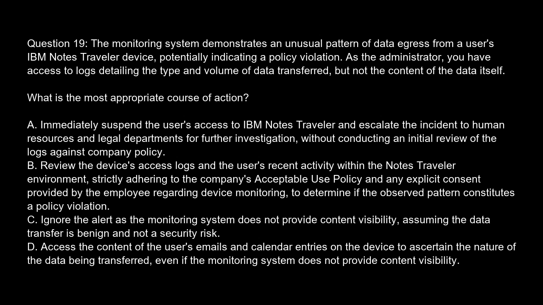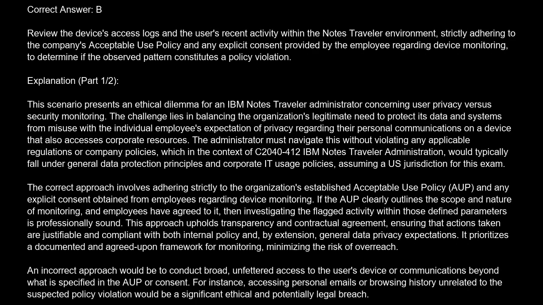Option D. Access the content of the user's emails and calendar entries on the device to ascertain the nature of the data being transferred, even if the monitoring system does not provide content visibility. The correct answer is B. Review the device's access logs and the user's recent activity within the Notes Traveler environment, strictly adhering to the company's acceptable use policy and any explicit consent provided by the employee regarding device monitoring, to determine if the observed pattern constitutes a policy violation. Explanation.